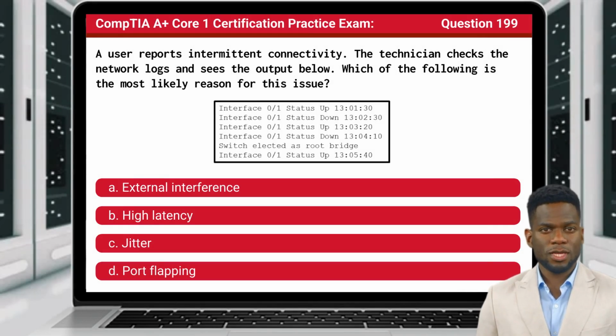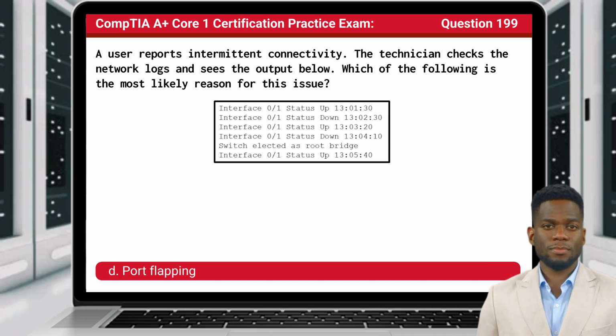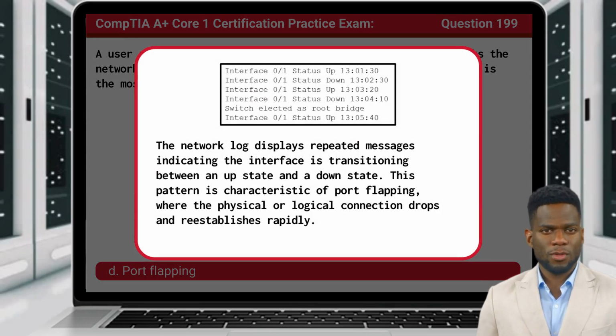Question 199. The user reports intermittent connectivity. The technician checks the network logs and sees the output below. Which of the following is the most likely reason for this issue? The answer is D. Port flapping. The network log displays repeated messages indicating the interface is transitioning between an up state and a down state. This pattern is characteristic of port flapping, where the physical or logical connection drops and reestablishes rapidly.